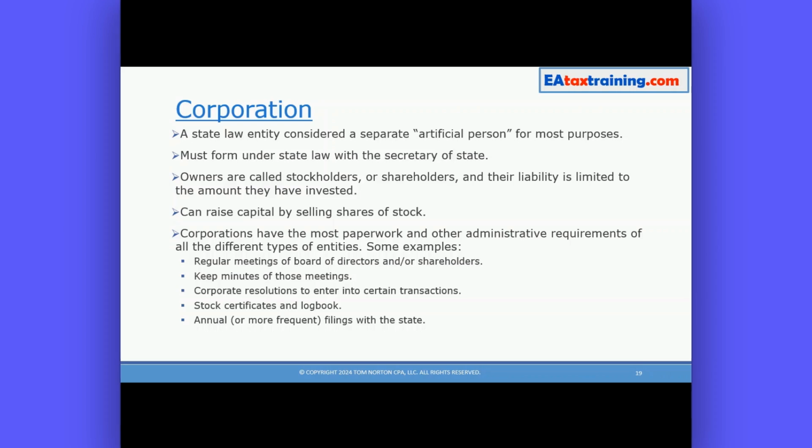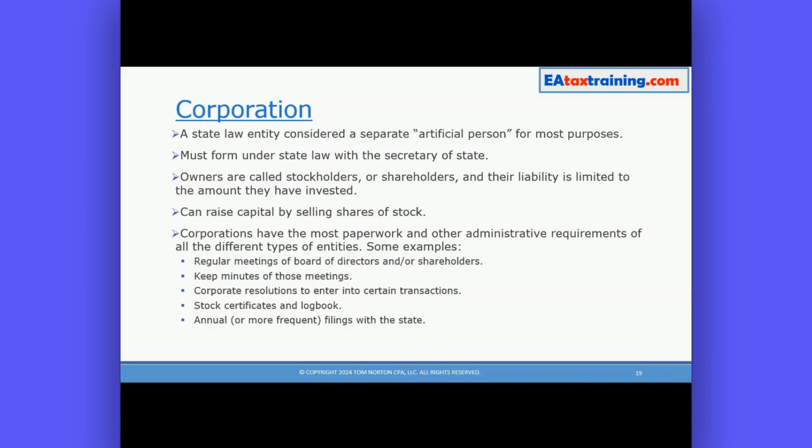There have to be corporate resolutions to enter into certain transactions. So if the company wants to borrow more than a certain dollar amount, or make a purchase greater than a certain dollar amount, they have to have an actual corporate resolution from the board that allows that transaction. They have to issue stock certificates and keep a logbook of all the people they've issued those certificates to. And they have to make annual filings, at least, with their Secretary of State's office, and there are often fees associated with that.